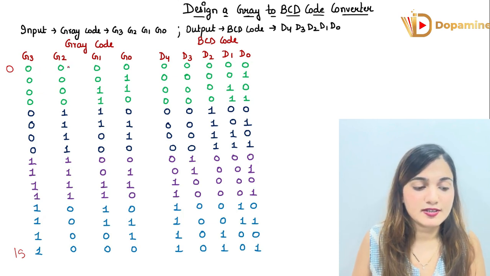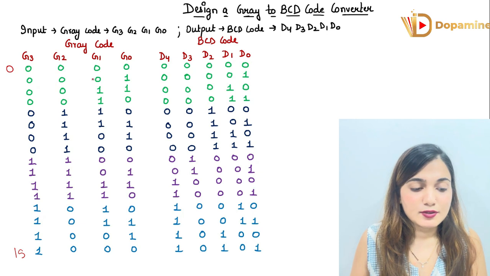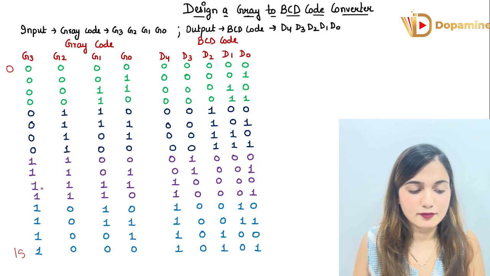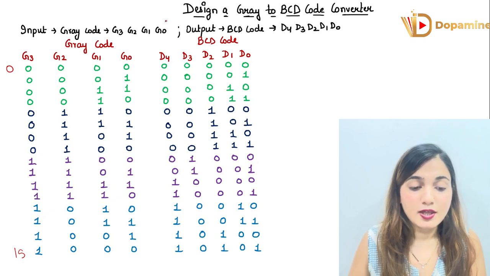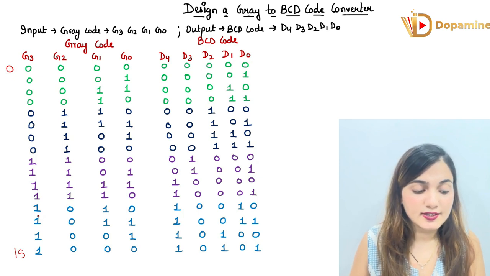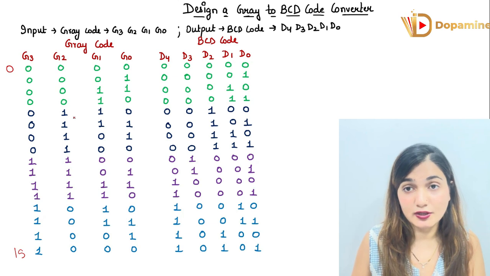So 0 is represented as 0000, 1 is 0001, 2 is 0011, 3 as 0010, 4 as 0110, 5 as 0111, 6 as 0101, 7 as 0100, 8 as 1100, 9 as 1101, 10 as 1111, 11 as 1110, 12 as 1010, 13 as 1011, 14 as 1001, 15 as 1000. Now we have the representation of the gray code in the decimal from 0 till 15, in 4 bits.